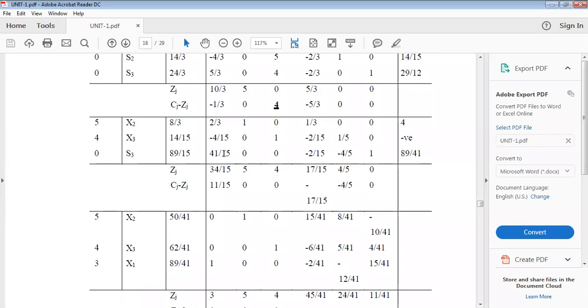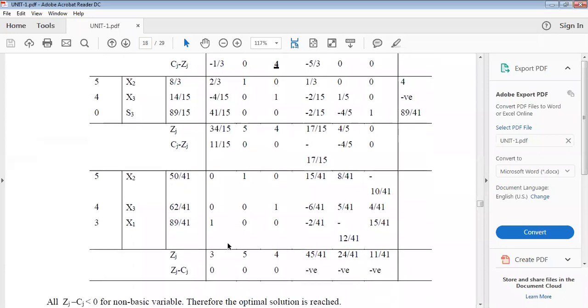15 by 41 into 0, 15 by 41 into 2 by 15, 15 by 41 into minus 4 by 15. So like this, you have to calculate, and you will get this as 1, 0, 0, minus 2 by 15, 4 by 15. So finally, after 1, 0, 0, you got it.